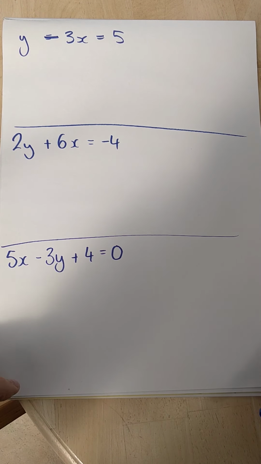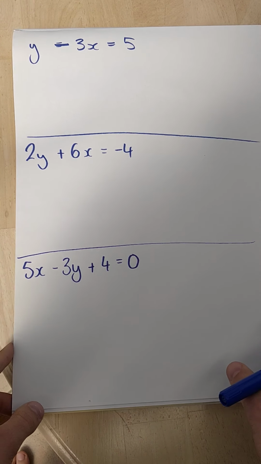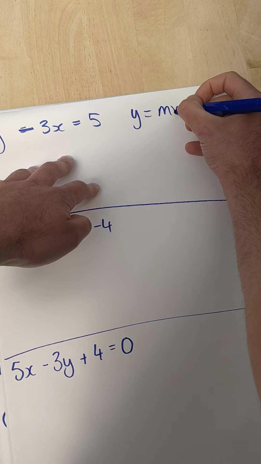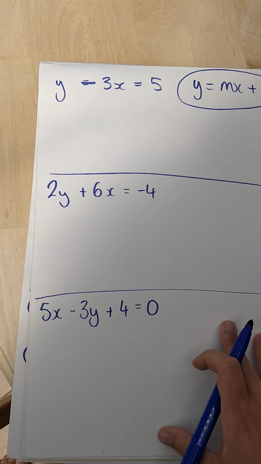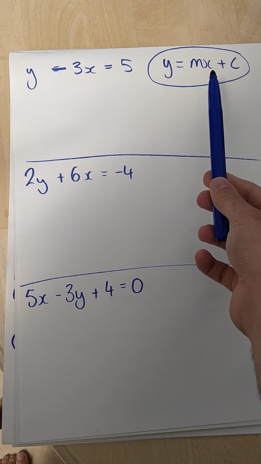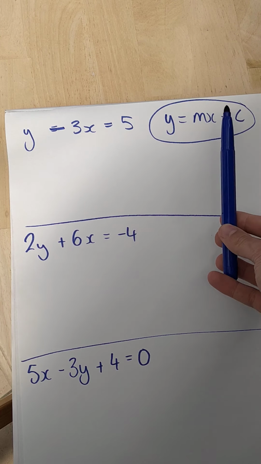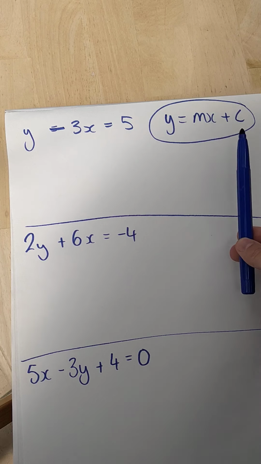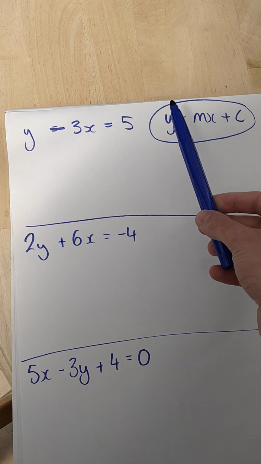Right, okay, so these three equations here all have to be arranged so they look something like y equals mx plus c. All the equations that we are going to do, these three here, all need to be in that form. By that form, I mean they need to look something like y equals something x plus something. So y equals something x plus c.